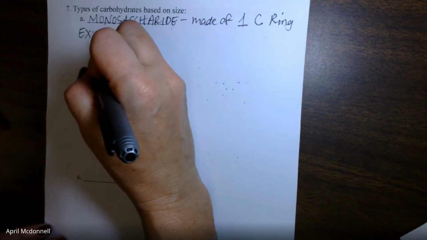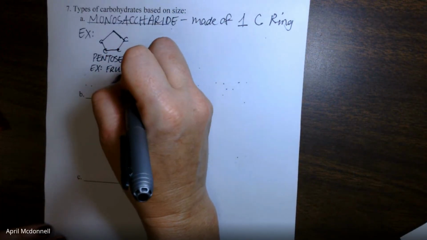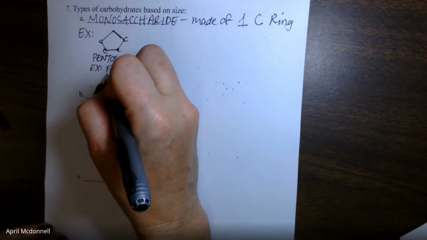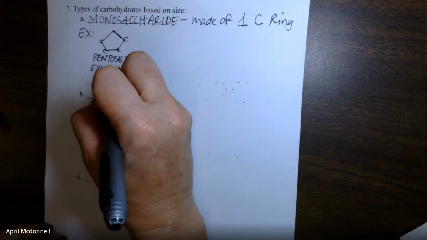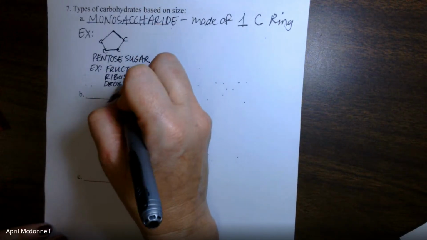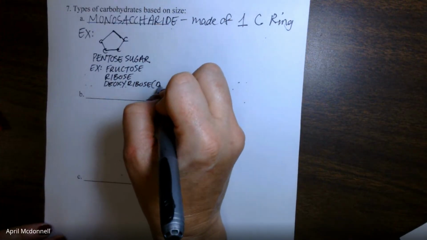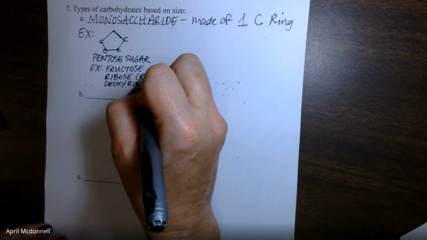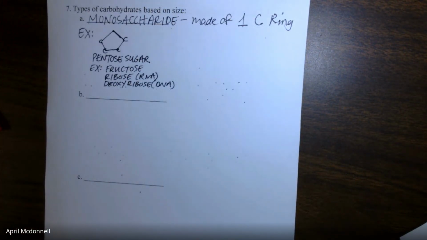Some examples of pentose sugars are going to be fructose, ribose, and deoxyribose. Deoxyribose is found in DNA, ribose is found in RNA, and fructose is a sugar that you probably have consumed.